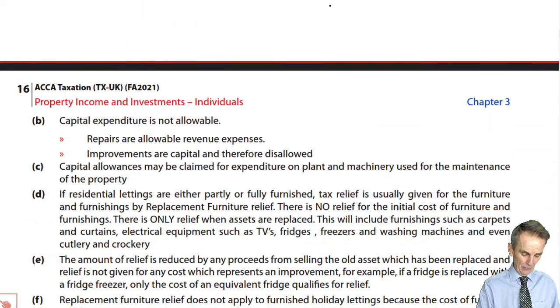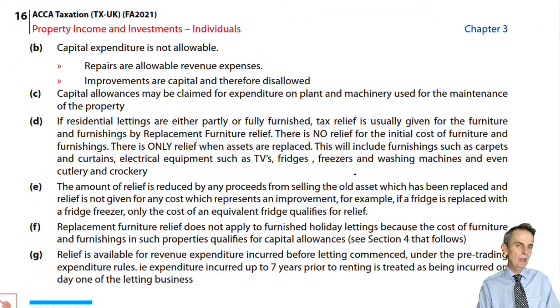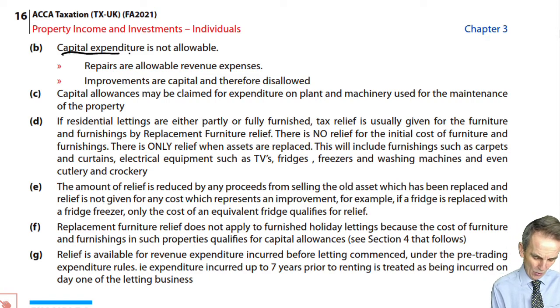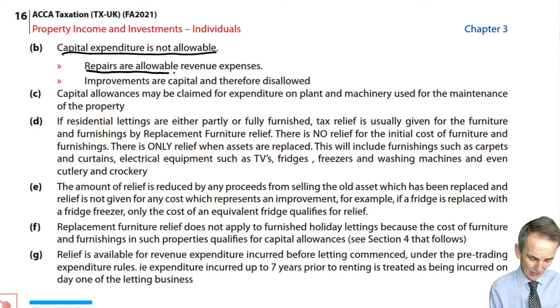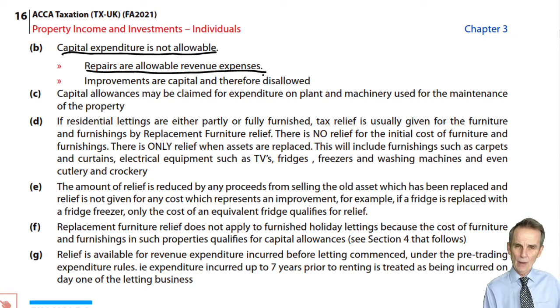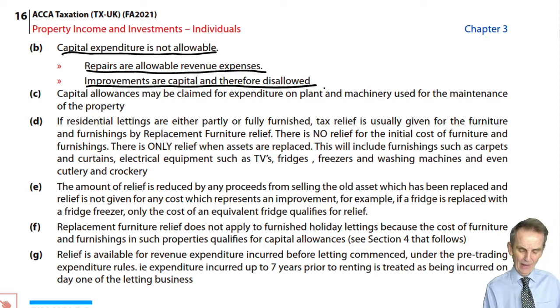Next category of allowable deductions here. Capital expenditure is not allowable. So what we've got to do is differentiate between what is an improvement, what is capital expenditure, which is not allowable, and what is a revenue expense, which is allowable. And that would mean that repairs are allowable revenue expenses, returning the property back to a normal working condition. But improvements are capital and therefore disallowed.